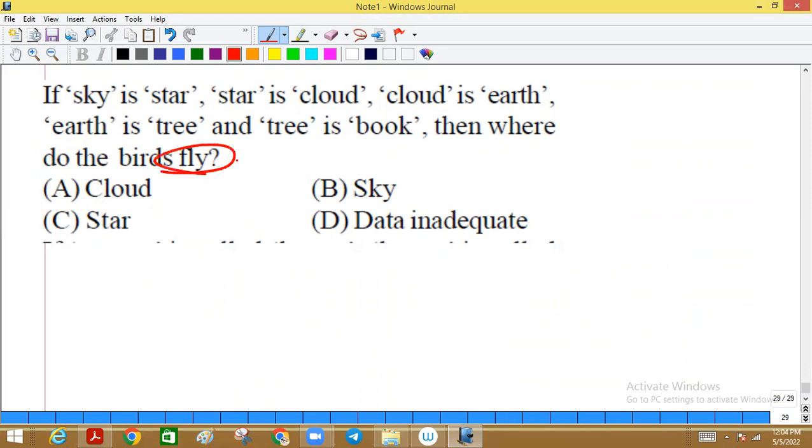Generally, where do birds fly? Everybody knows. But sky is called star. So your answer is star. It means, see here, you have to remember this.